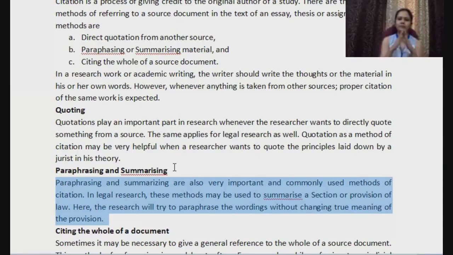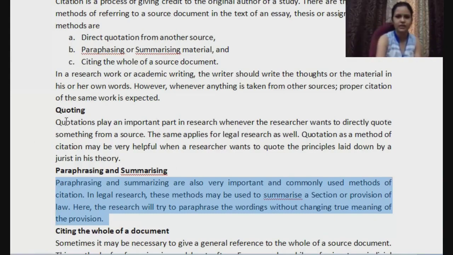It may be one single sentence, one single word. It can be anything that you want to quote, but you would give it within quotation and you will also mention that as said by Mahatma Gandhi, this is the quotation. As said by this particular judge, this is the quotation, right? So quotation is the first way of citation.